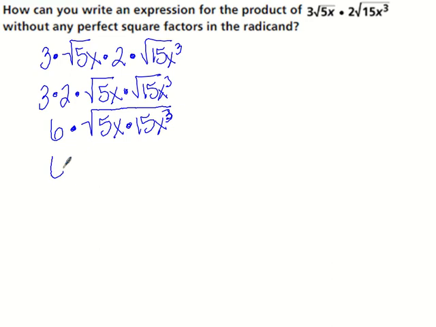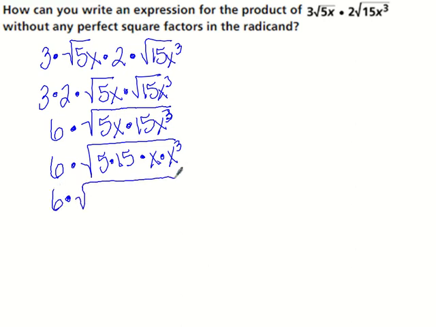So I'm going to leave the 6 on the outside, and then I'm going to go times the square root. I'm going to use the commutative property of multiplication again, and I'm going to go 5 times 15, put the coefficients together, times x to the third, and put my variables together. So 6 times the square root of 15 times 5, I believe, is 75. Yeah, it is 75. And then this actually becomes x to the 4th.